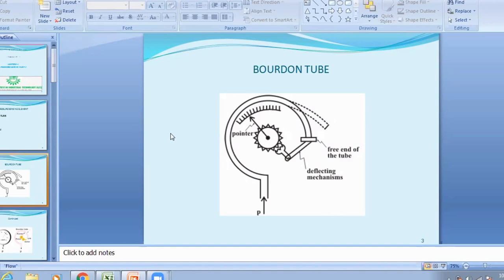Understood? Sir, one more doubt. Yes. Sir, you have explained the application in terms of industry purpose. But if we want to relate it to daily life, is there an application in daily life? The first thing I told is the foot pump.